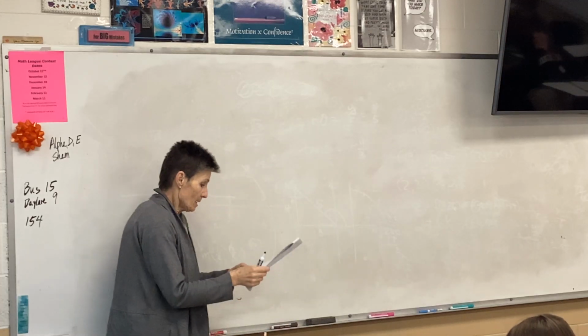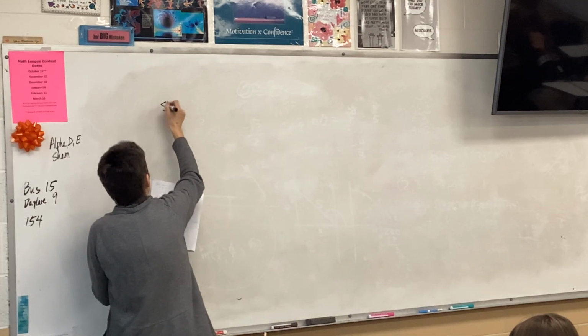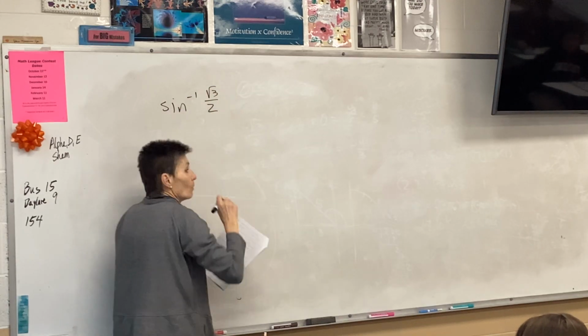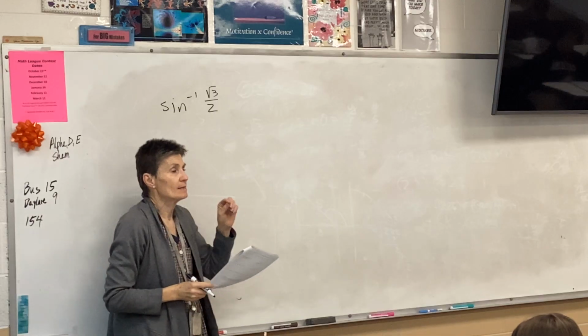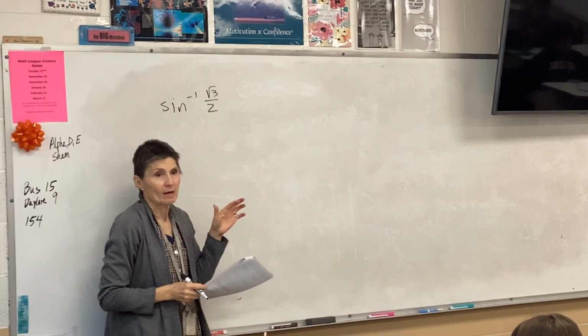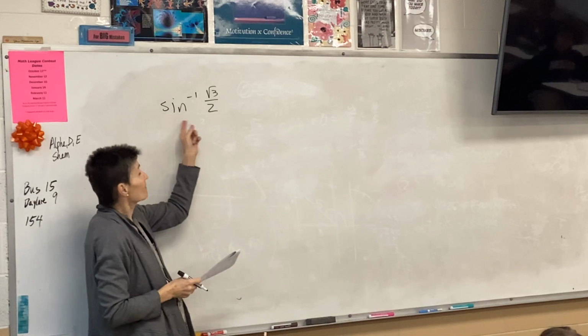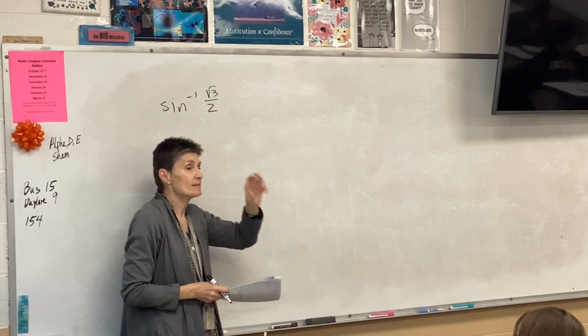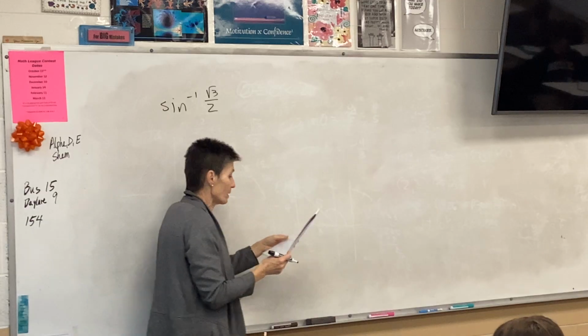4.7. The first thing it says is find the exact value in radians. What this means is we're not going to type it in our calculator, although do we have that button on our calculator? Yes, we sure do. But we're not using it. We're doing this exactly by hand.